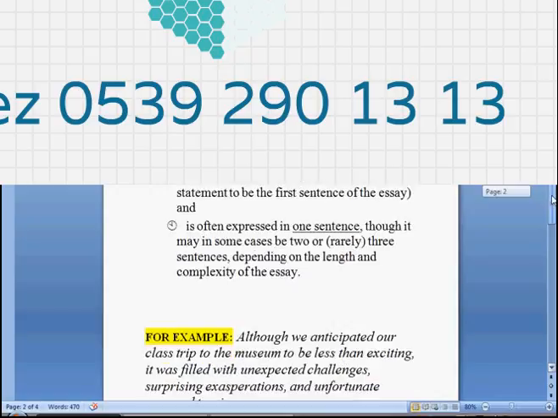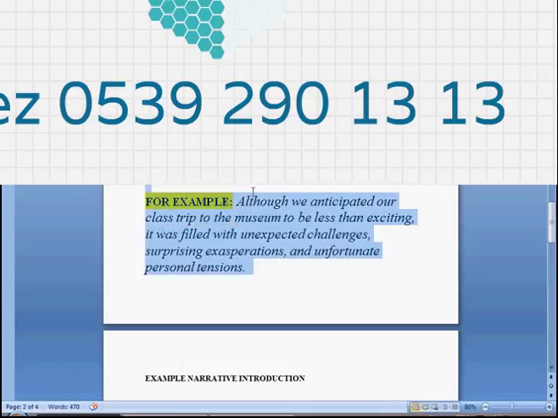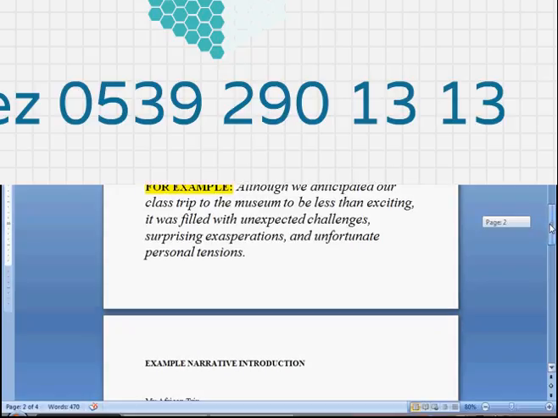So for example, we have an example here of a thesis statement. Although we anticipated our class trip to the museum to be less than exciting, it was filled with unexpected challenges, surprising exasperations, and unfortunate personal tensions. So again, giving the reader a preview of what is going to come in this essay. A class trip, unexpected challenges, unfortunate personal tensions, surprises. It kind of leaves you hanging a little bit, makes you interested in like, ooh, what is coming next? So that's an example of a thesis statement.